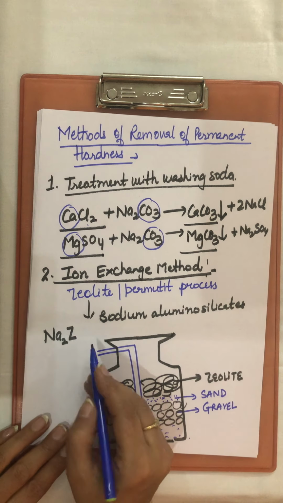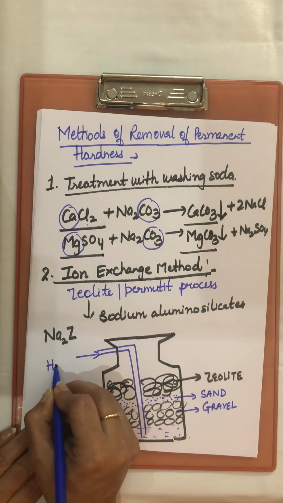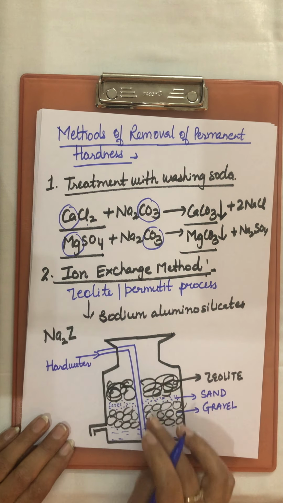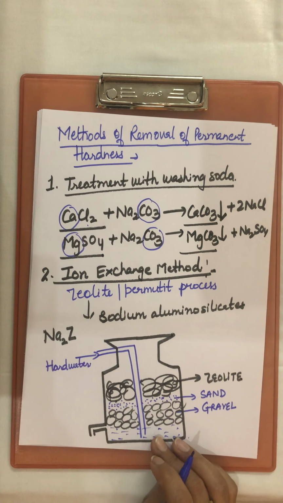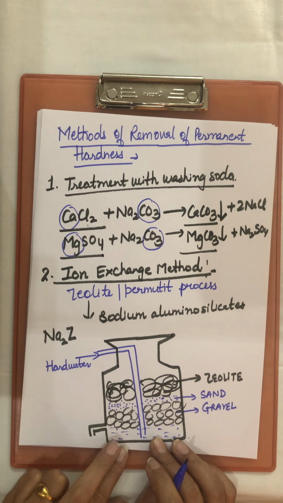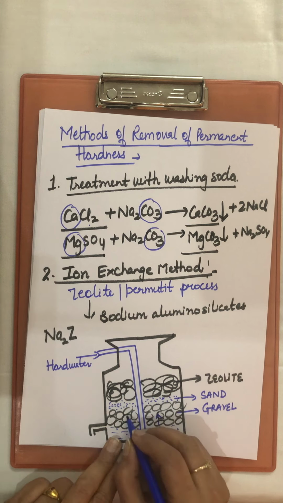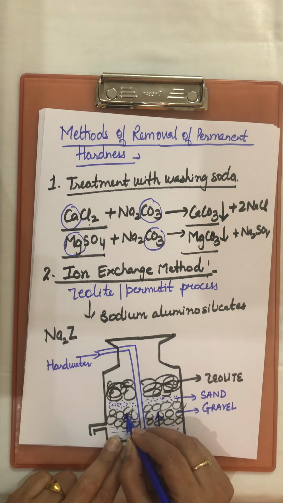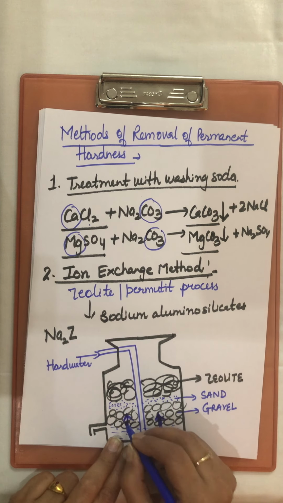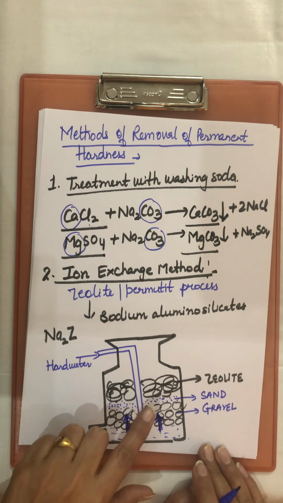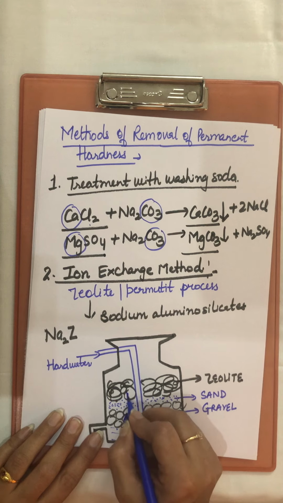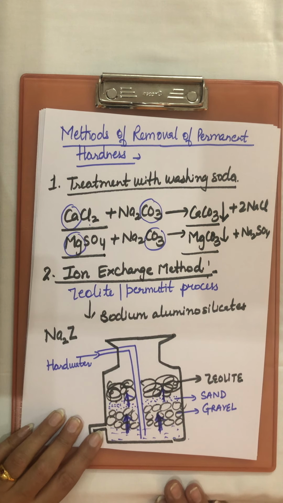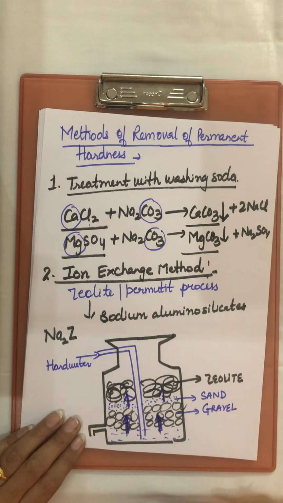And from the top, hard water we have to add into this tank. That hard water goes down here at the bottom part. Slowly and slowly that water will start rising in this tank, and through these layers it will reach to this zeolite layer. So when it will reach to this zeolite layer, what will happen here at the zeolite part?